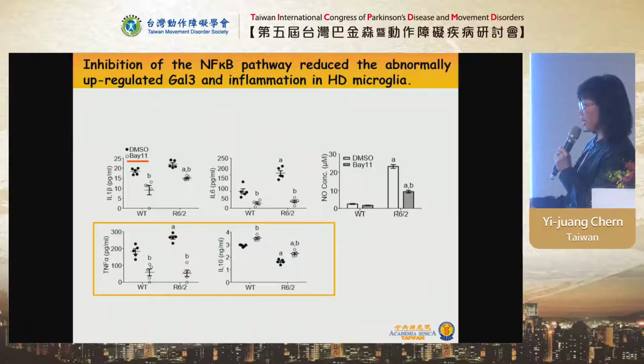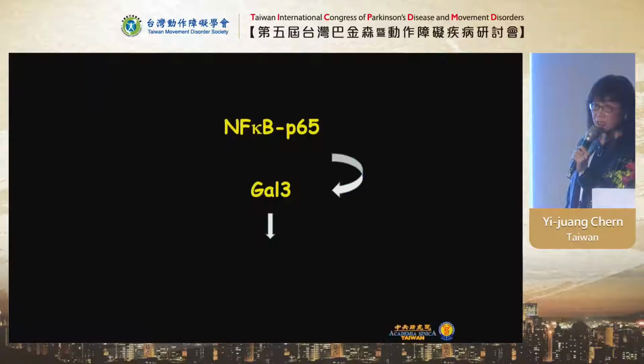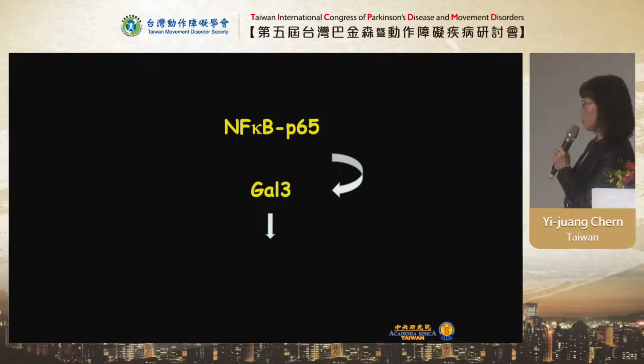For one thing, let's look at TNF-alpha. We all know it is a marker for neuroinflammation. Then we could suppress it by suppressing this NF-kappa B pathway. It also increases a pro-inflammatory cytokine, which is IL-10, shown in here. So this is related to neuroinflammation. But then the next question is, what does galectin do? Does it do anything? Is it important?